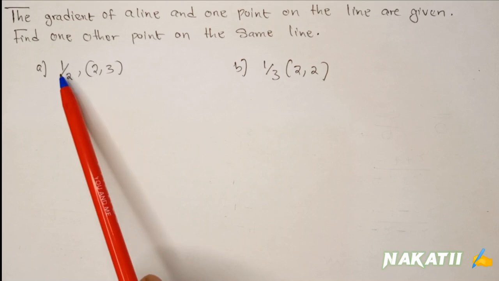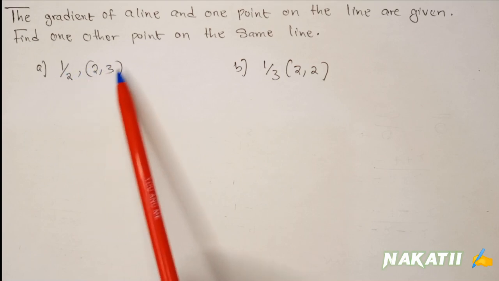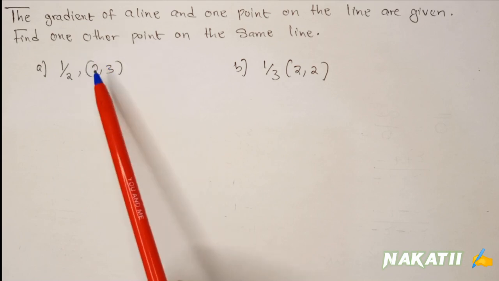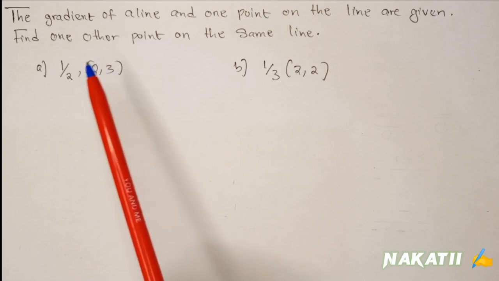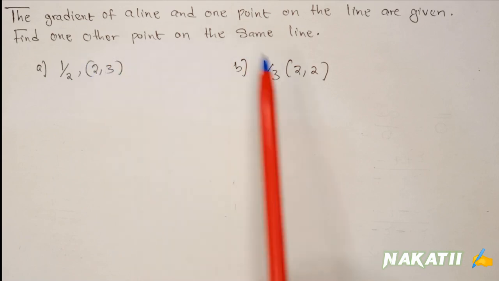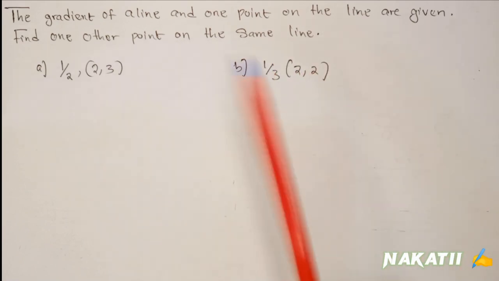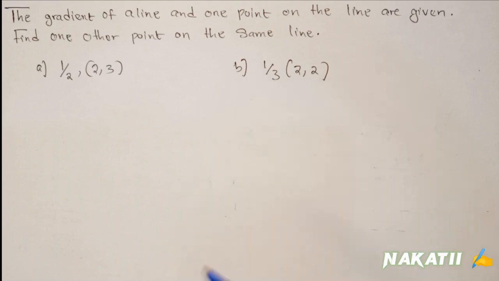So this is the gradient of a line and this is a point that is passing through that line. I've been told to find another point that is passing through the same line as this point. The same with B. So you can pause this video for a second and try to do these two questions.